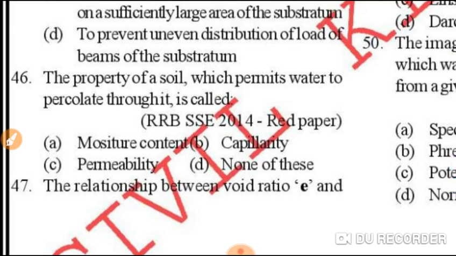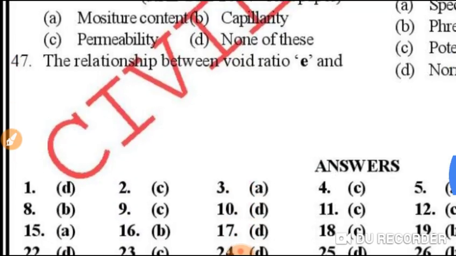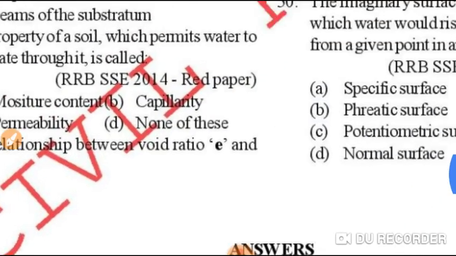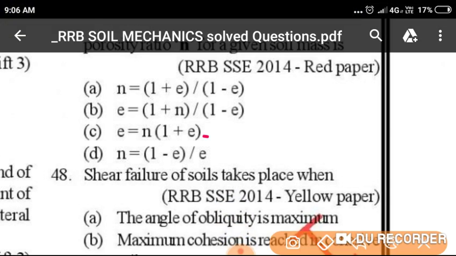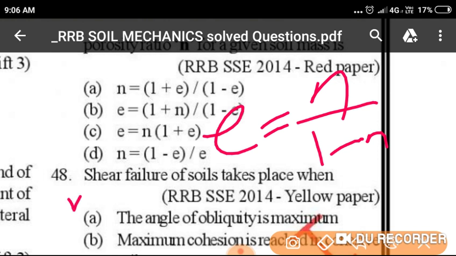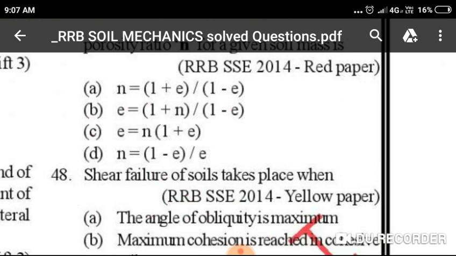Question number 46. The property of a soil which permits water to percolate through the soil is called permeability. The relation between void ratio and porosity: void ratio e equals n by 1 minus n, or n equals e by 1 plus e. So here the correct answer will be option C.